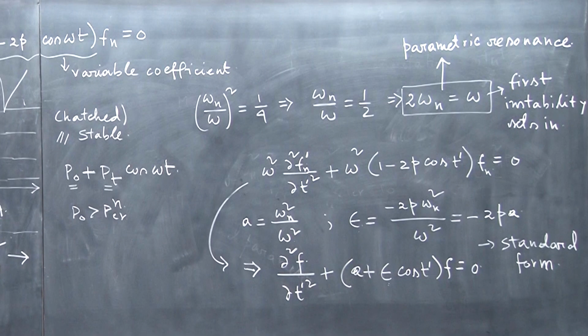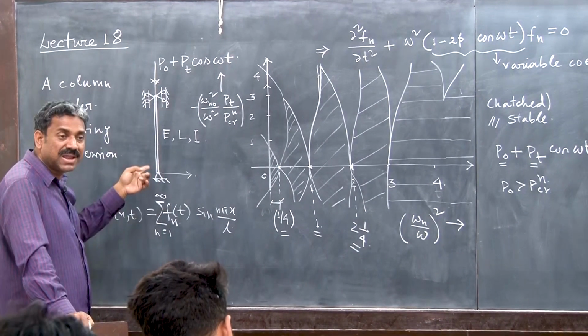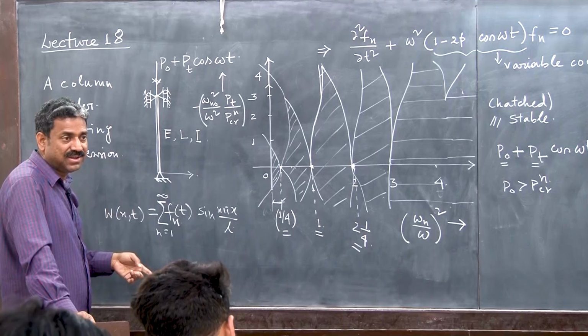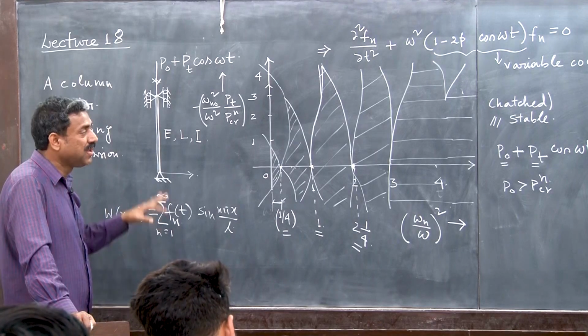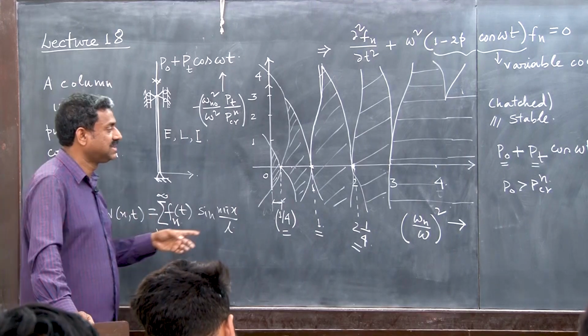So what we see is that this kind of instability, parametric resonance, occurs when the axial frequency is 2 times that of the natural frequency of lateral vibration. That condition you must recall. We will try to establish the same thing using a different approach, using energy analysis.